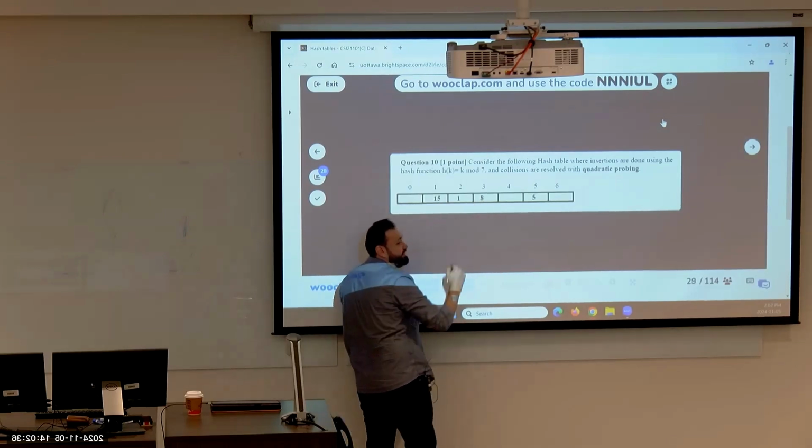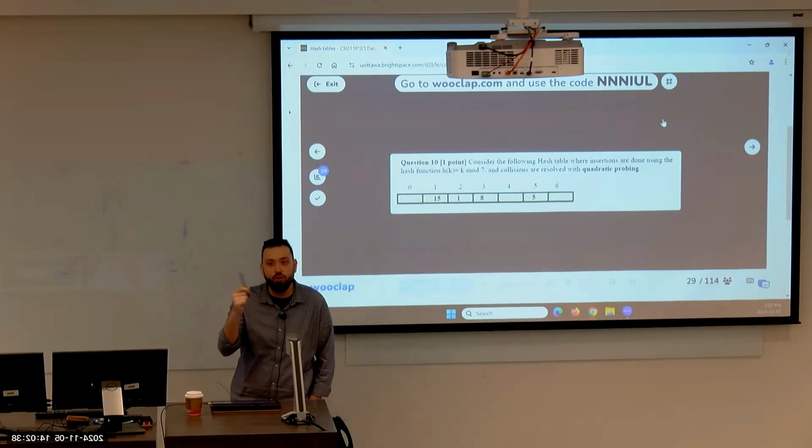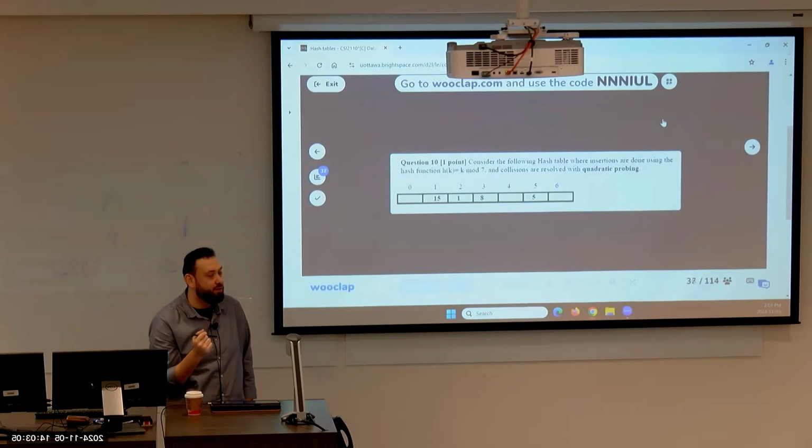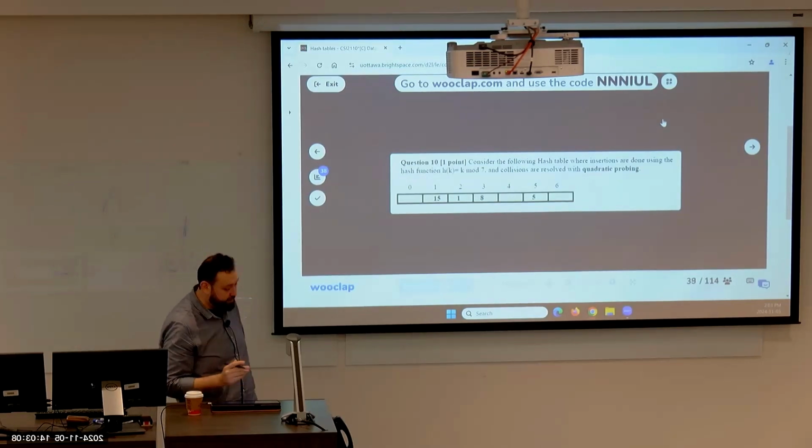So let's do the 8 at the end. 8 mod 7 is what? 1. Okay, 1 is taken. So I'll do it again. For the quadratic, that means it's going to be what? 2. Correct? It's taken on 2, the 8. That means 1 was before 8. So that's how you deduce, and then we're going to do it again. It's going to be at 3.